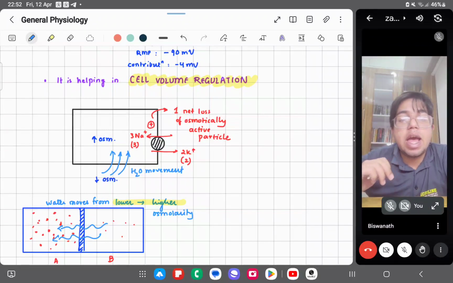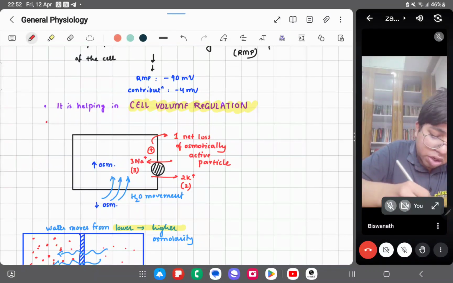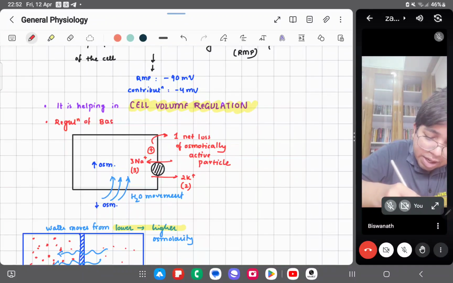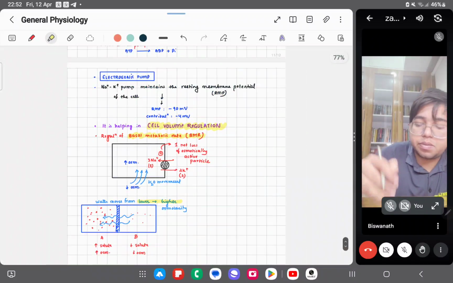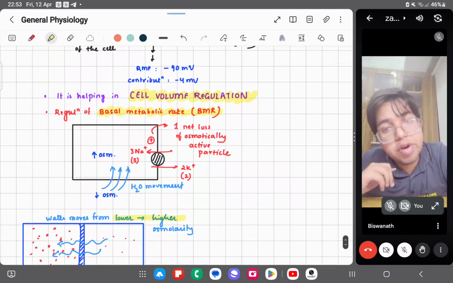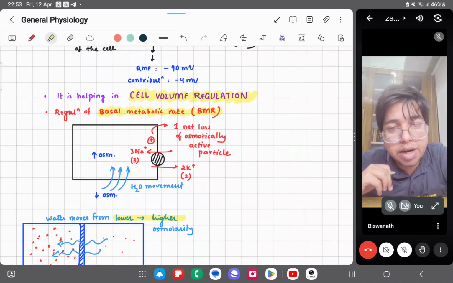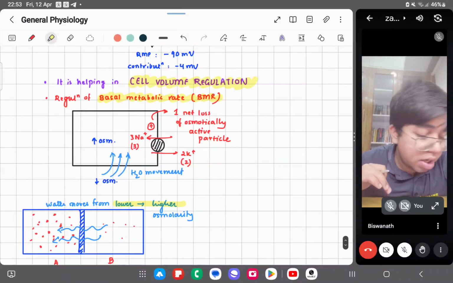Okay. And another important function is the regulation of BMR, that is, basal metabolic rate. Regulation of basal metabolic rate. Understood? Did you get all the things which I told? Right? Okay. It's already time.